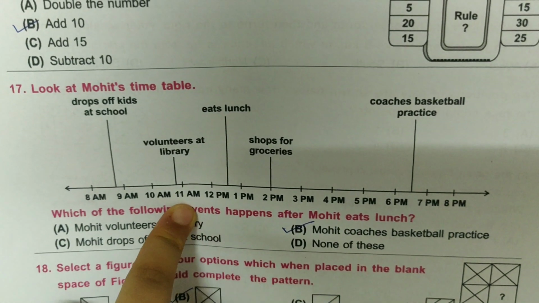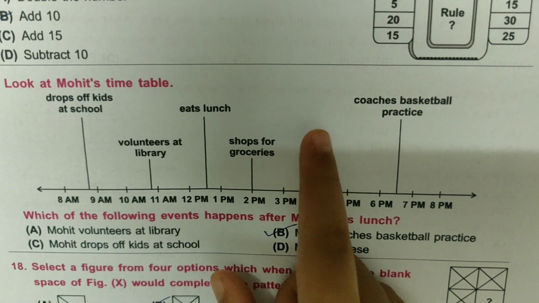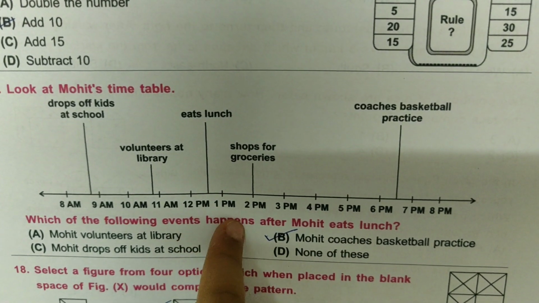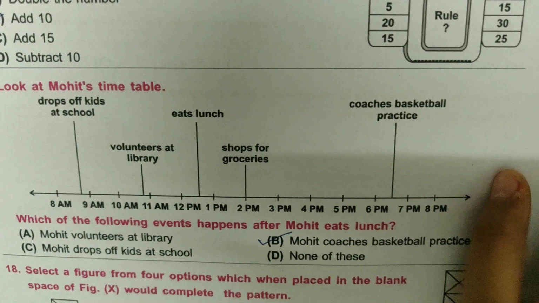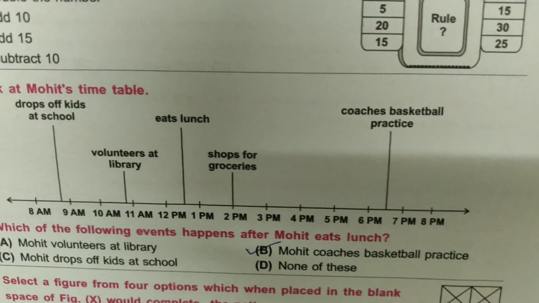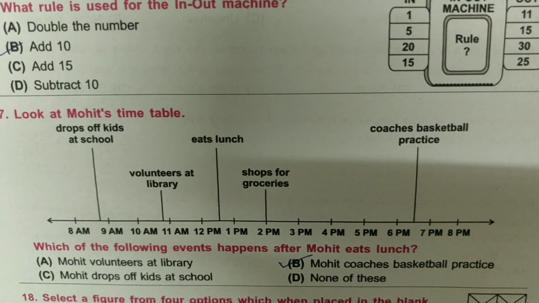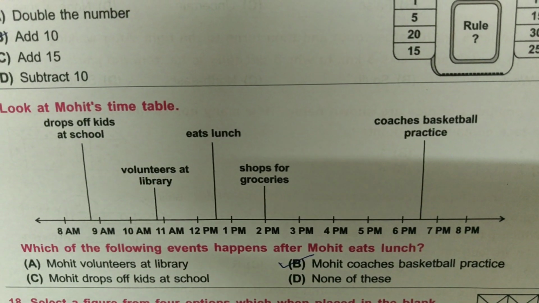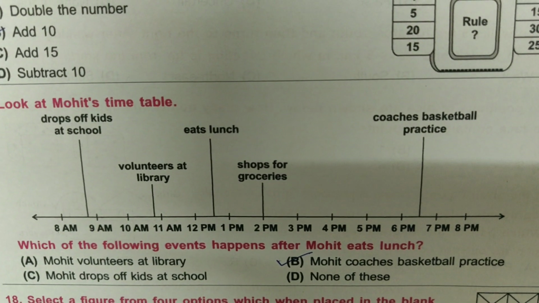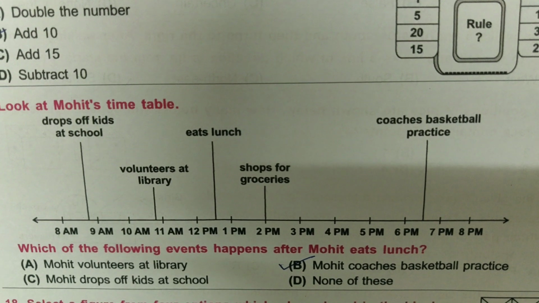Then, near 11 a.m., volunteers at library. And then, in between 12 and 1 p.m., eats lunch. Then, at exactly 2 p.m., shops for groceries. Then in between 6 and 7, he coaches basketball practice. So the question is, which of the following events happens after Mohit eats lunch?